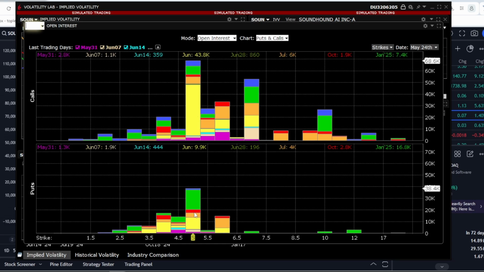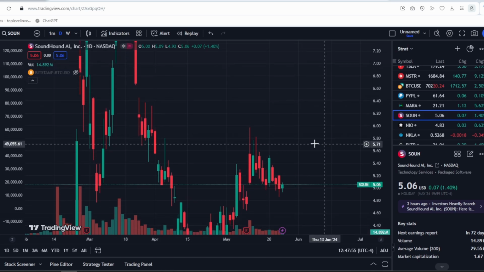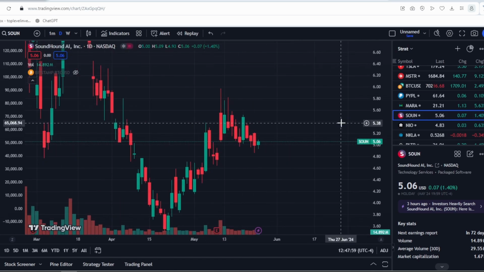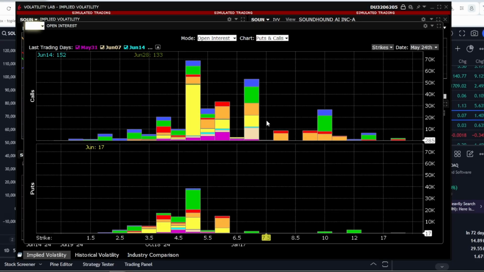There is also a support level at $5 according to the put options. As we see, the stock tried to break through $5 but has not managed to do so yet. This is a very significant level. Again, I can show you and remind you how market makers work. When someone buys options, especially call options, the market maker sells call options.